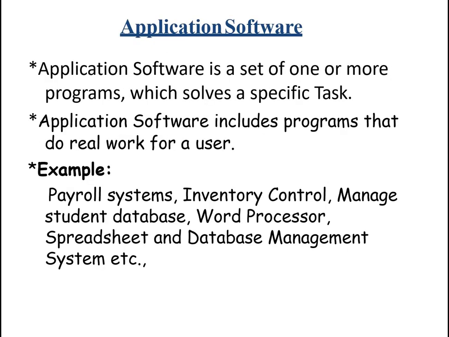Okay, next is application software. So application software is a set of one or more programs which solves a specific task. As we already know, any software will do the specific task for which we are developing it. Application software includes programs that do real work for a user.